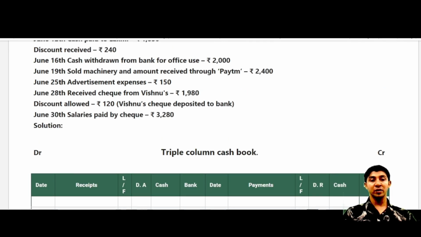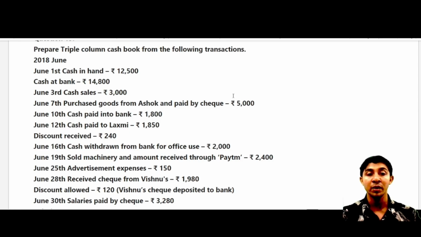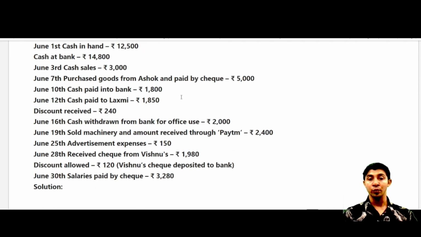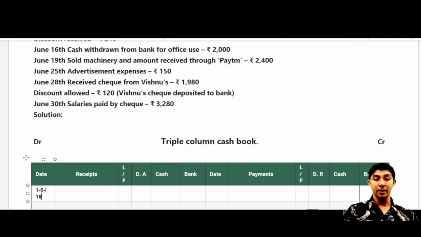So, in the first statement of this problem, it is mentioned that cash in hand and cash at bank. What is this? This is nothing but the balance of cash and balance at bank. So these both are our assets. An asset always has a debit balance. What we are going to do is move our hand towards the debit side. Okay? And in the date column we will write 1st of June 2018.